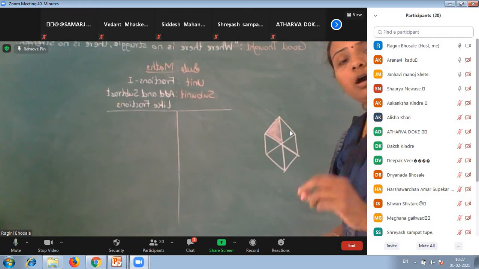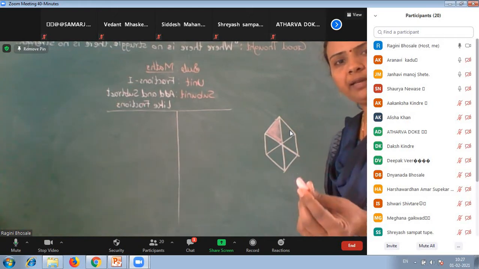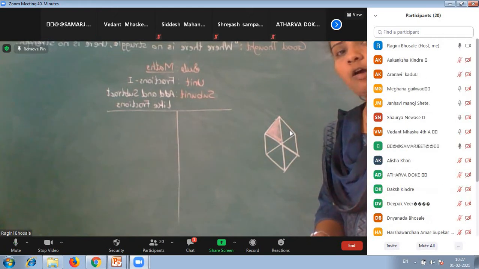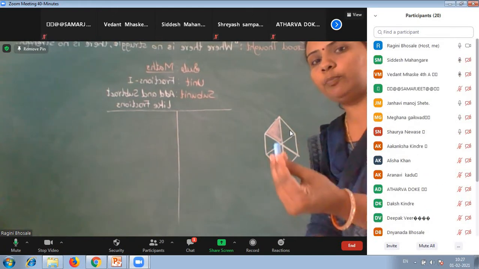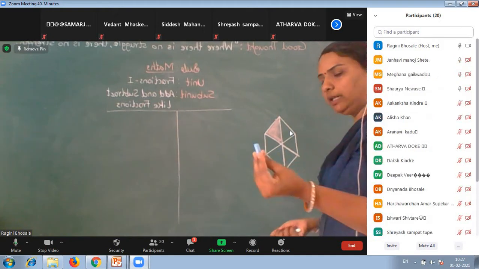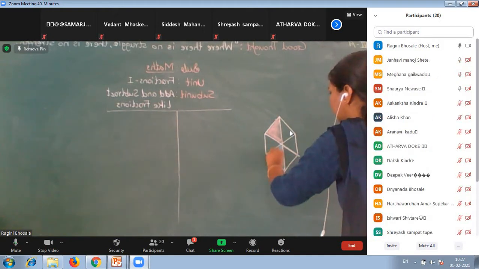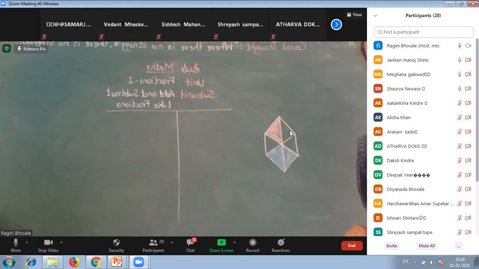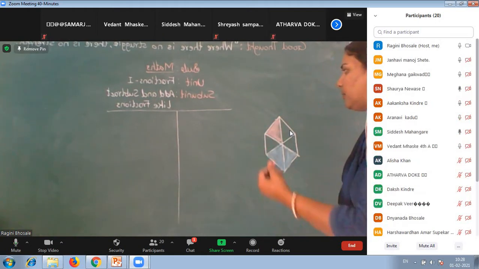And how many parts have I colored with pink? One. Very good. Now I have blue color in my hand, and I am going to color another part. Now tell me how many parts I have colored over here? Two. Correct. Two parts.